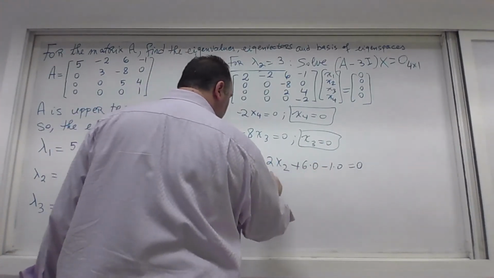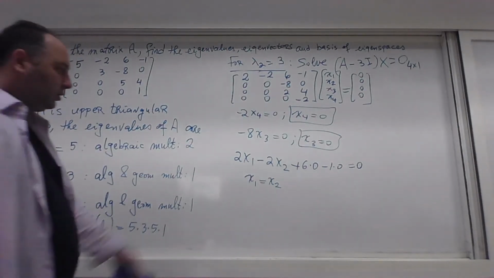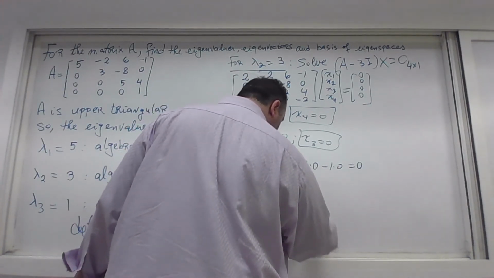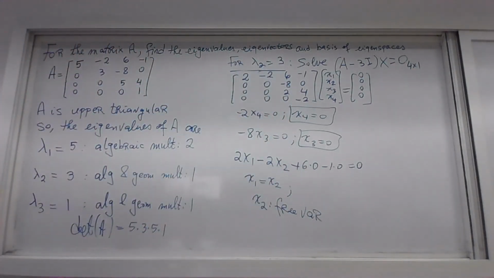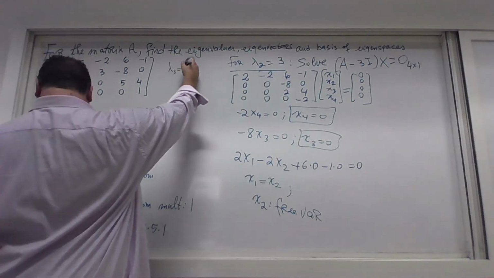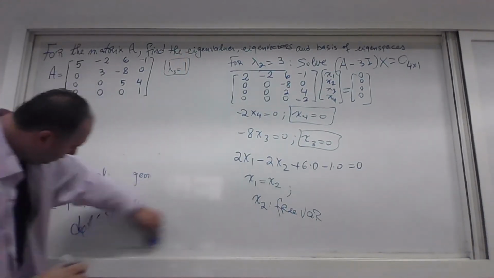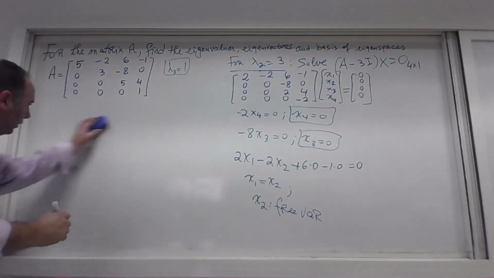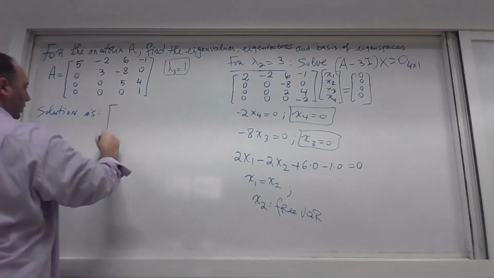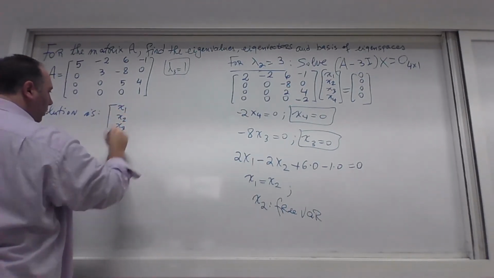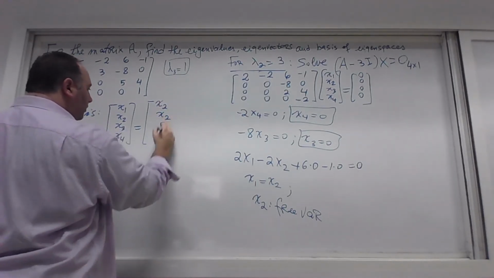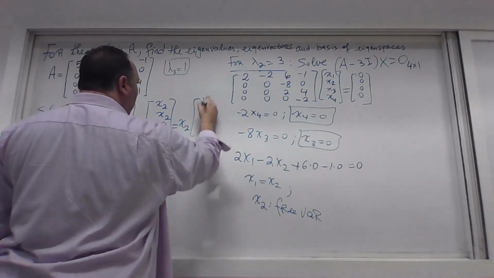So, I have from here x1 equal to x2. So let's say x2 is a free value. I can say x1 also, doesn't matter, one of them. So let me write here a little bit, just like this, equal to 1, so I don't forget. So let's see what this gives. So we have x1, x2, x3, x4. Ta-da. So x1 is equal to x2. x2 is x2, x3 is 0, x4 is 0. So factor x2: 1, 1, 0, 0.